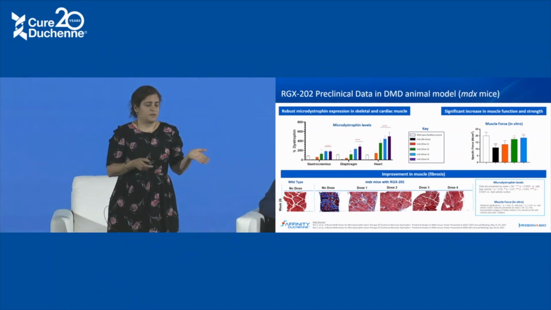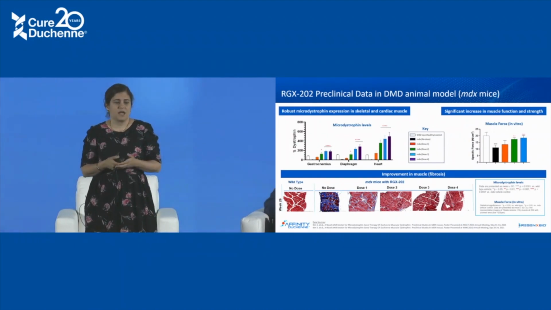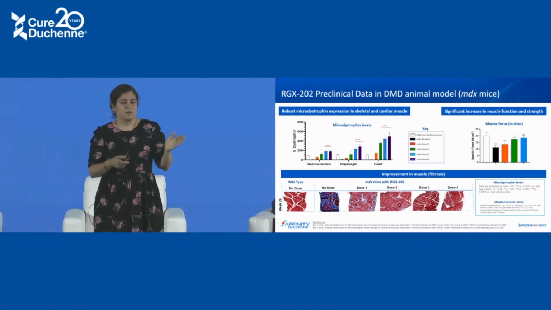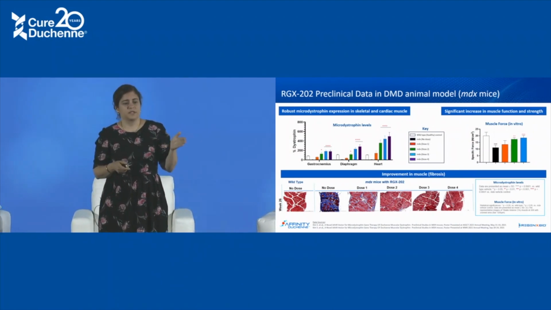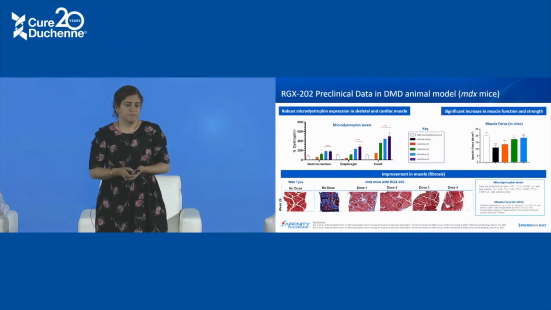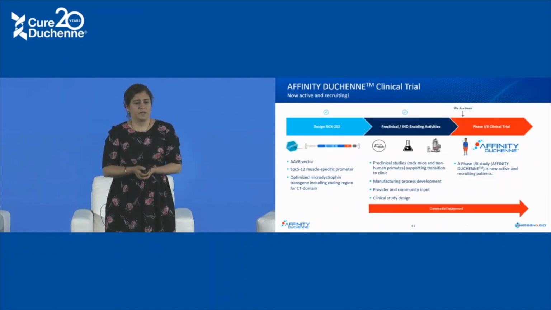So here on the farthest left, you can see a wild-type mouse which has no mutation. It's not an MDX mouse. And a mouse that has had no dose of RGX-202. And with escalating doses from dose 1 through dose 4, you could see that the percent of fibrosis, or those blue areas in the muscle tissue, kind of diminishes. So we found all of this to be incredibly hopeful for us.